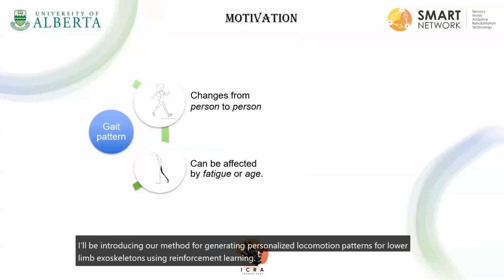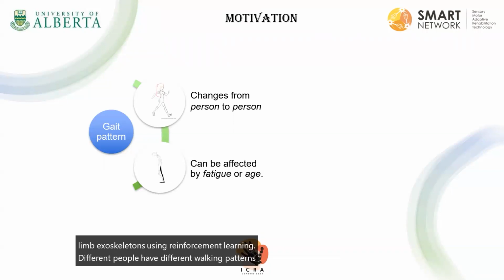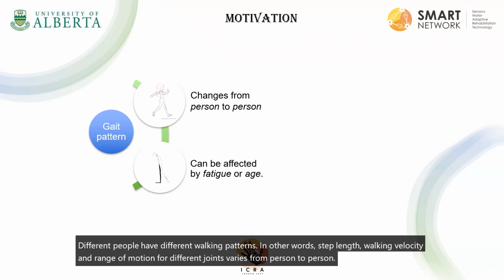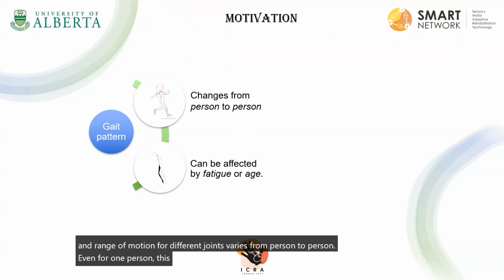Different people have different walking patterns. In other words, step lengths, walking velocity, and range of motion for different joints vary from person to person. Even for one person, these features can be affected by aging or getting fatigued.